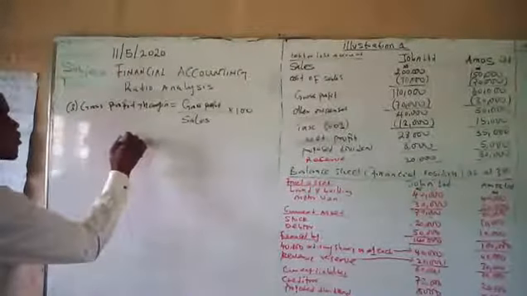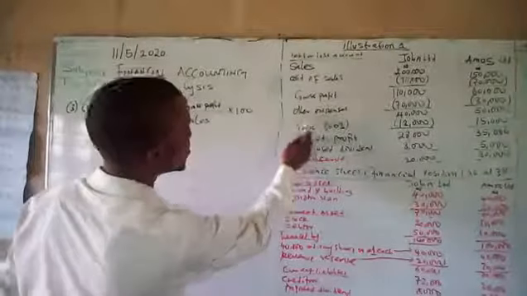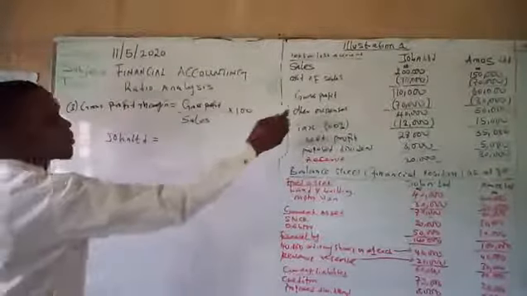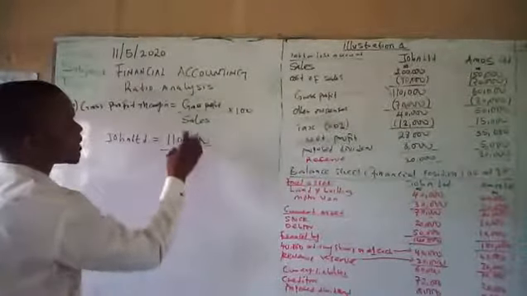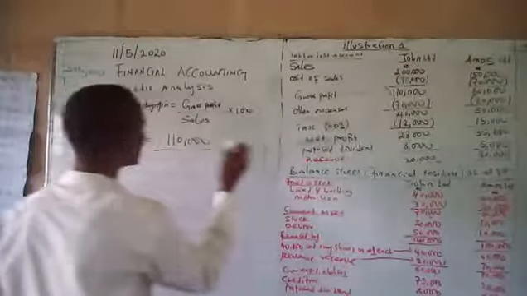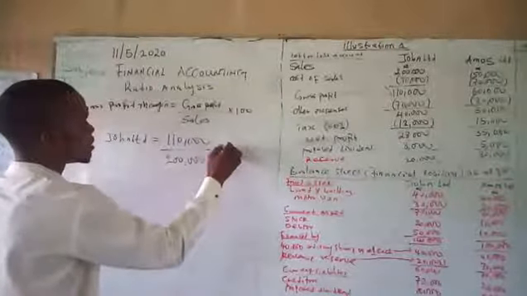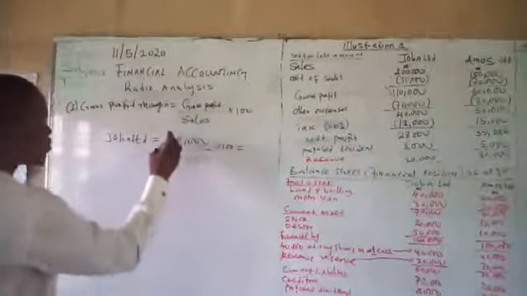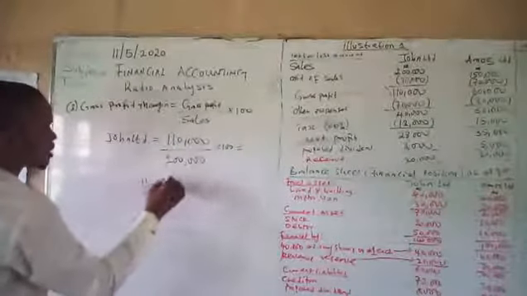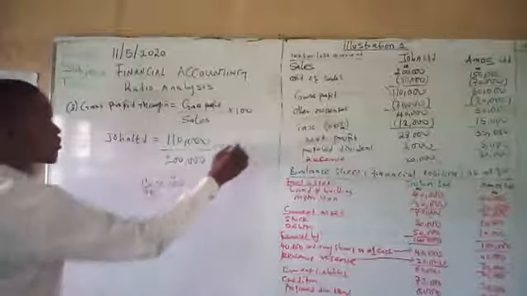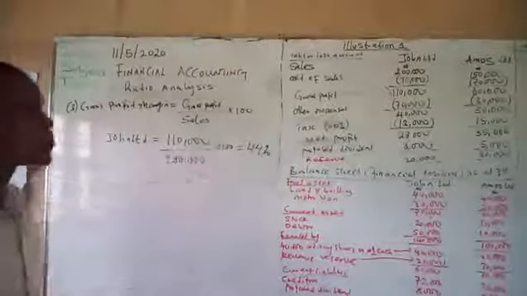And here we have John Limited. The gross profit of John Limited is 110,000, over sales, the revenue, which is 200,000, multiplied by 100. Simplifying, it equals 55%. This divided by this times 100 will give us 55% for John.